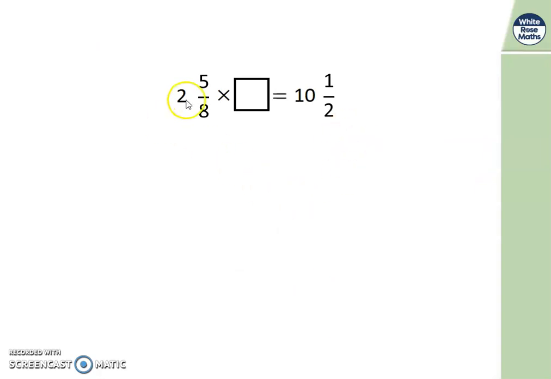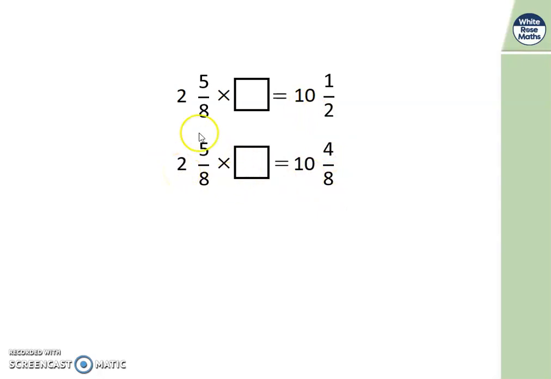Let's have a look at this one. 2 and 5/8 times by a number is 10 whole ones and a half. Remember, we need to have the same denominator on the bottom. So we need to change this half into eighths. 2 times 4 is 8, and 1 times 4 is 4. So let's have a look. That will become 10 and 4/8.